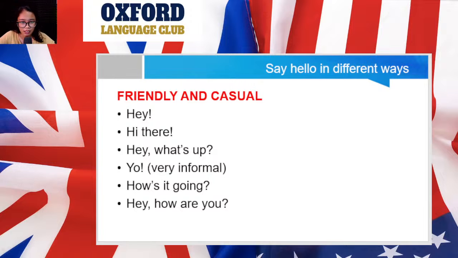Okay. Please take a careful look at this slide. At the top, we still have say hello in different ways, but below that, in big red letters, it clearly says friendly and casual. Now, this is a very important distinction. Casual means informal, easygoing, not strict, relaxed. So, these greetings are perfect for moments when you are very comfortable with the person you are talking to.